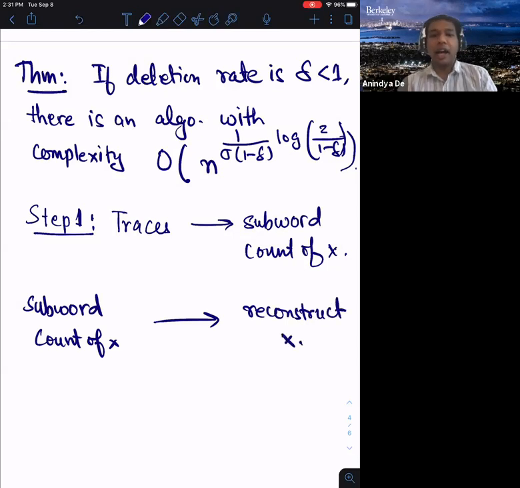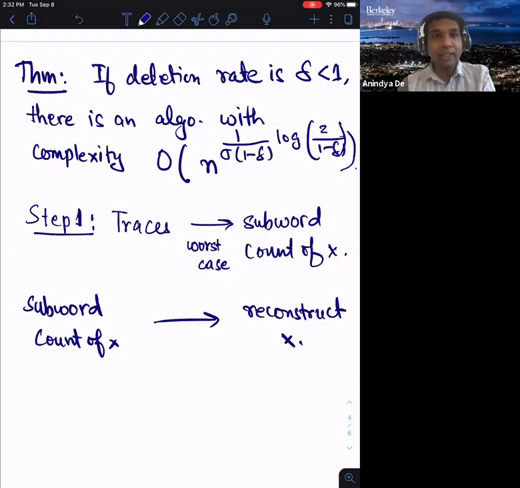The thing I would first like to point out is that this part is a worst case guarantee. We will show how for every string x, this can be done. Let me just say what the subword count is. If I give you a string 10 and ask how many times the string 10 appears as a subword in x, it's just the number of occurrences of 10 as a contiguous subword inside x. That's the subword count. I can ask you the subword count of 111, the subword count of 001.